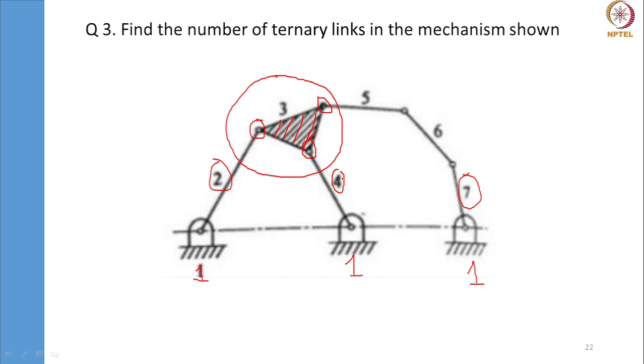Sir, if ground links are not in the same axis, then will we also take it as a ternary link? In this diagram, the axis is the same. Okay, you are asking if it is not a planar mechanism. Yes, sir. Even if the ground links are not in the same axis, we are going to consider that to be a ternary link. Okay, sir. Thank you, sir. Thank you. Next problem.